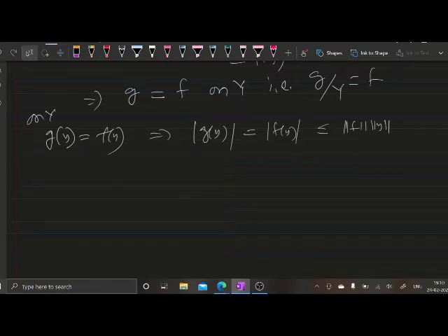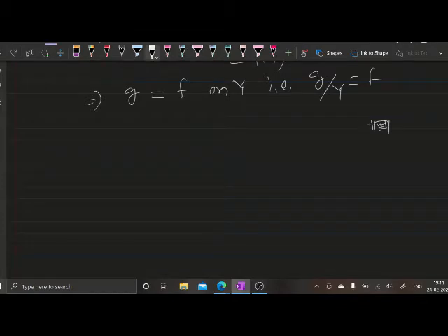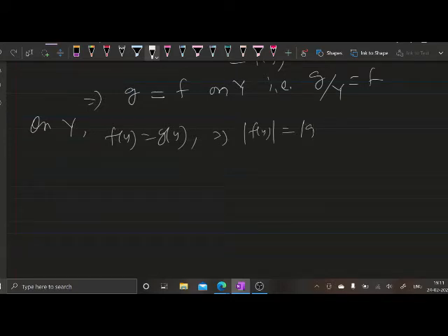I need to check whether it is bounded on the subspace, because G has been defined on the subspace Y plus X naught. But on Y, you can say that f y equals g y, right? That means mod of f y is mod of g y, and if G is bounded, then it will be less or equal to norm G into norm y, if G is bounded.